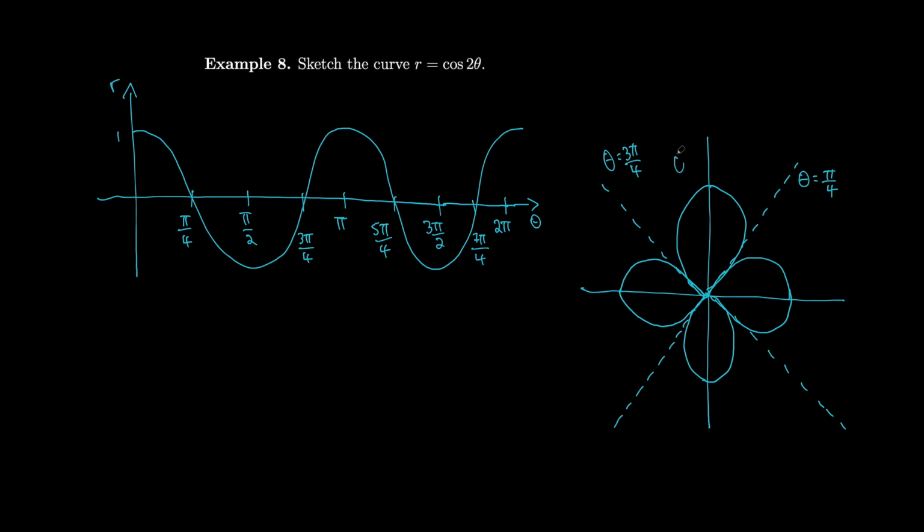So over here was theta equals pi over 2. Over here is theta equals pi. And over here was theta equals 0 and theta equals 2 pi. And we call this a 4-leaved rose because of the 4 loops.